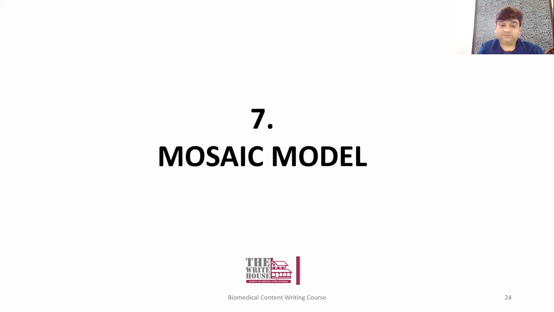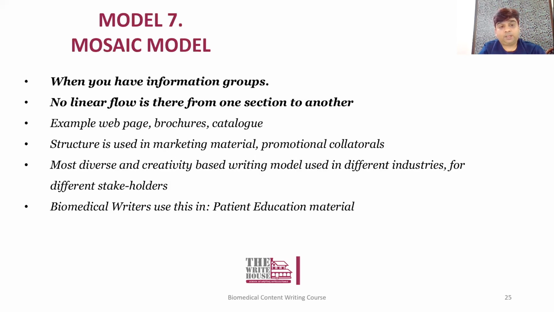Now, this is the seventh model, the MOSAIC model, and this is again important in terms of making your professional documents. Professional documents means those outside your academic area. And the MOSAIC model is used when you have information in groups. You don't have linear information.